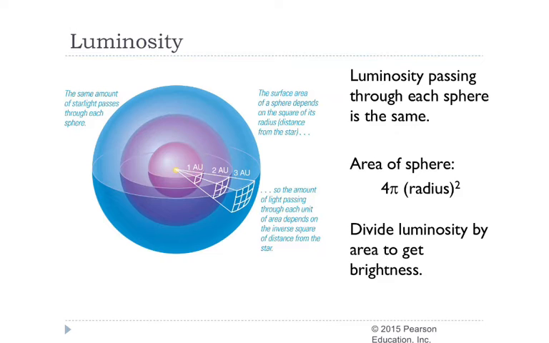And so we'll begin with luminosity. Luminosity is the amount of energy radiated per second, in watts. And what we see is that the apparent brightness actually depends on the distance. So the further away you are, the less bright something is going to look, because that same amount of light is spread out through a larger area.